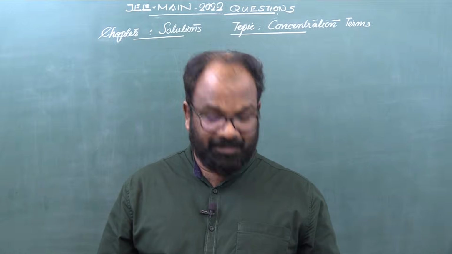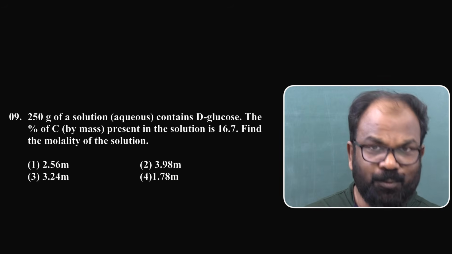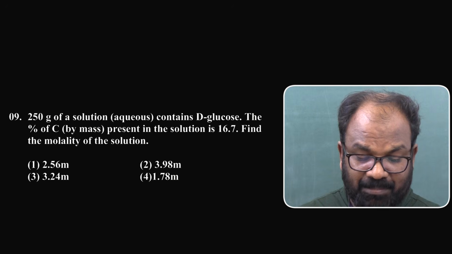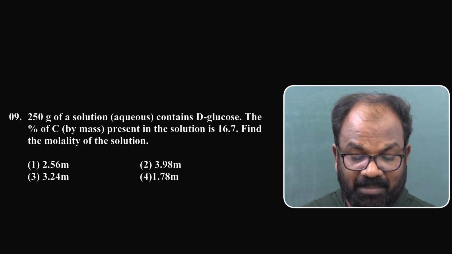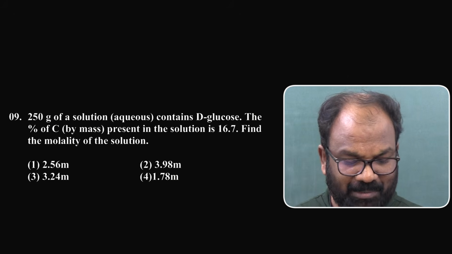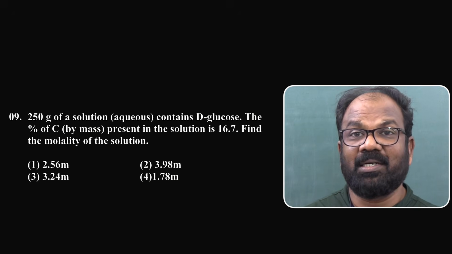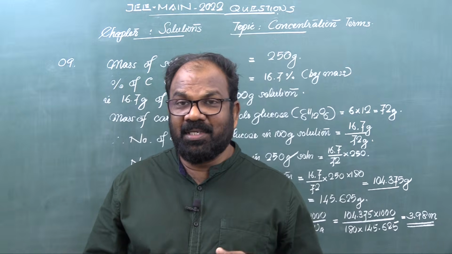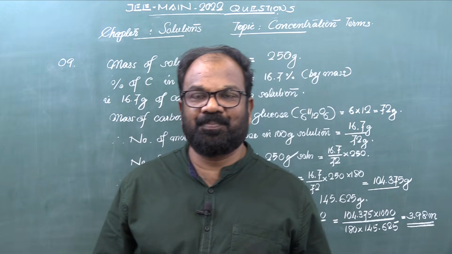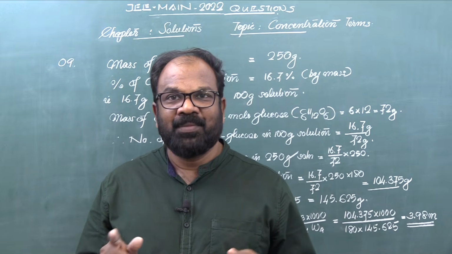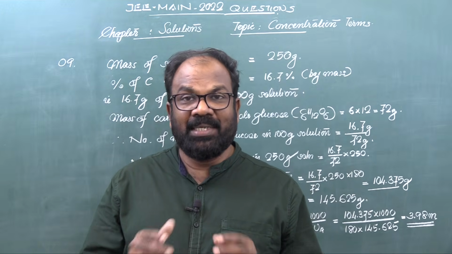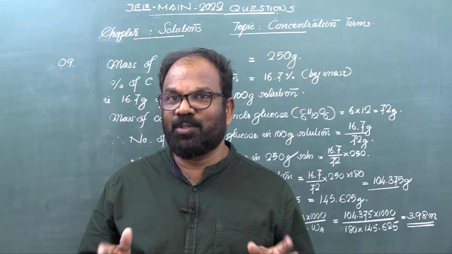Next, question number 9. 250 gram of a solution (aqueous) contains D-glucose. The percentage of carbon (biomass) present in the solution is 16.7. Find the molality of the solution. That is, the question is a 250 gram aqueous solution of D-glucose is given. Its concentration is not given, but the percentage by mass of carbon in the solution is given. We need to calculate the molality of the solution.